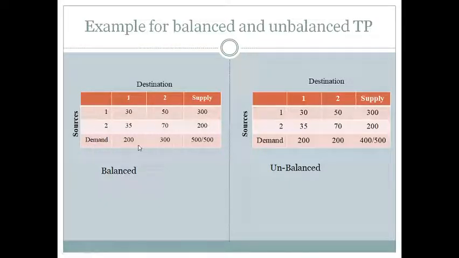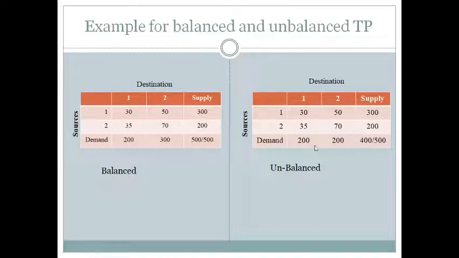If you add up the total supply, we get 500, and the total demand is also 500. So the total value of demand is equal to 500, and the total value of supply is 500. It means that supply is equal to demand. The sum of supply is equal to the sum of demand, therefore we call this a balanced TP.